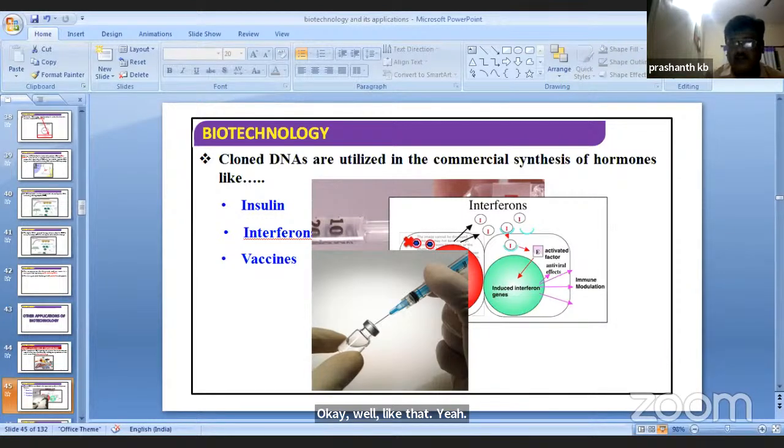Okay, next. What is this one? This helps in increasing the immunity. Reinfection it will not allow. Alpha interferons will never allow reinfection. Okay. Next, vaccine studies. This biotechnology is used.